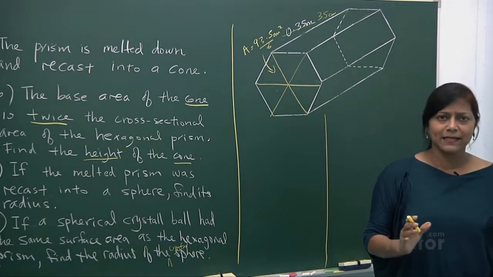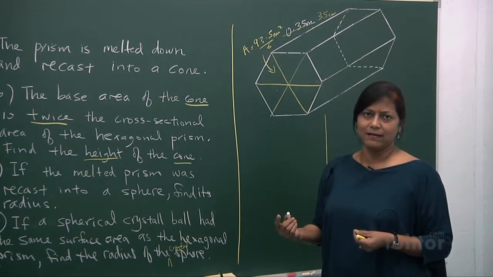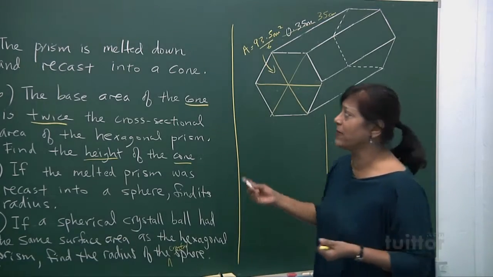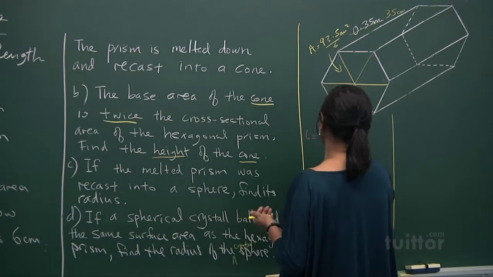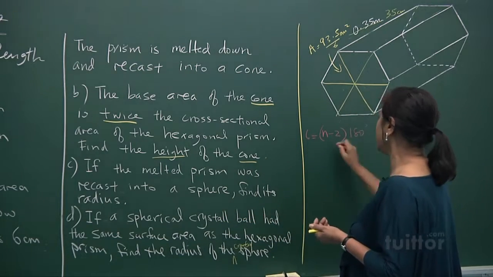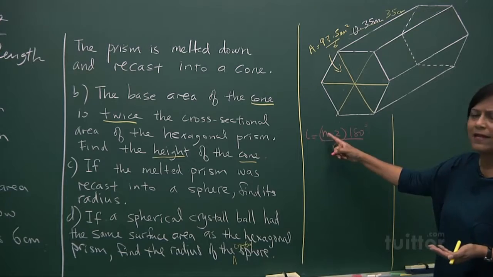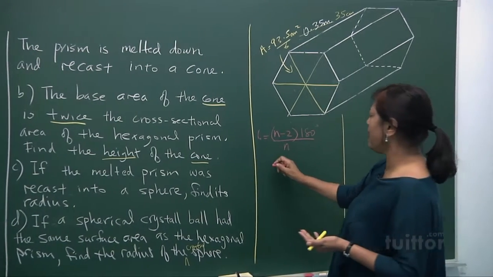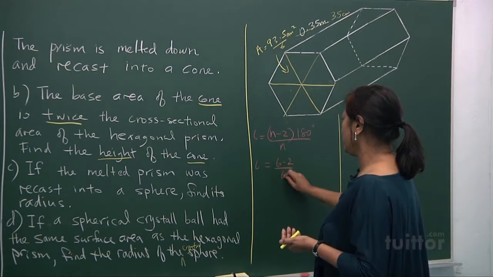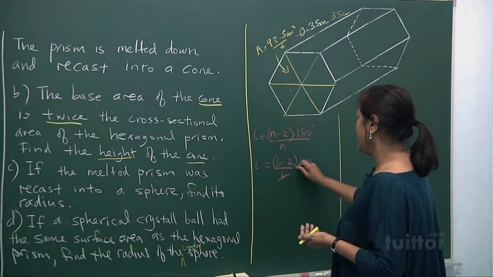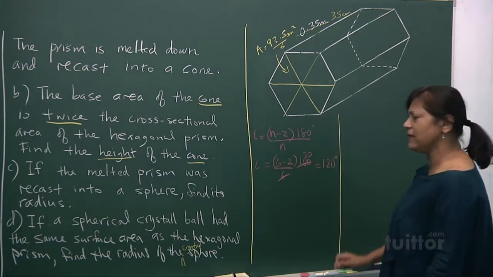Now if you look at a hexagon, what is the interior angle of a hexagon? What is the formula? The interior angle is (n minus 2) times 180 degrees divided by the number of sides, n. If you have 6 sides, it is (6 minus 2) times 180 divided by 6. You could cancel this and get 4 times 30 degrees, which is 120 degrees.